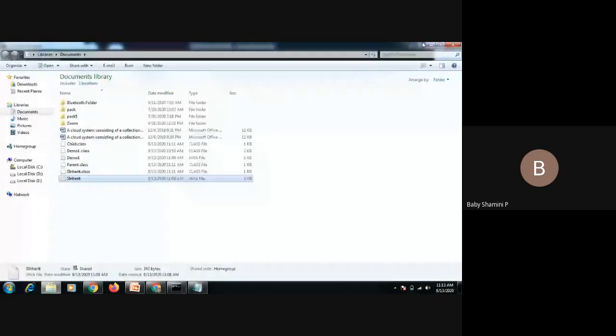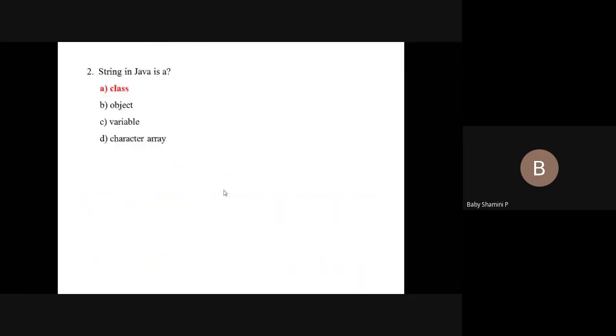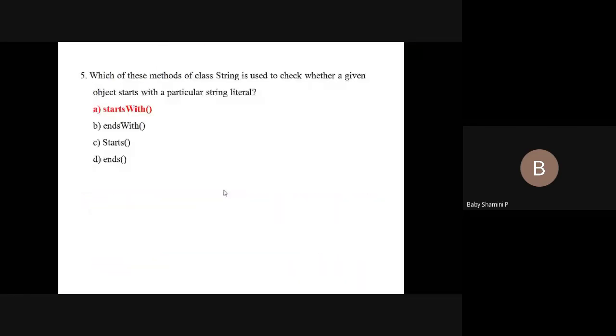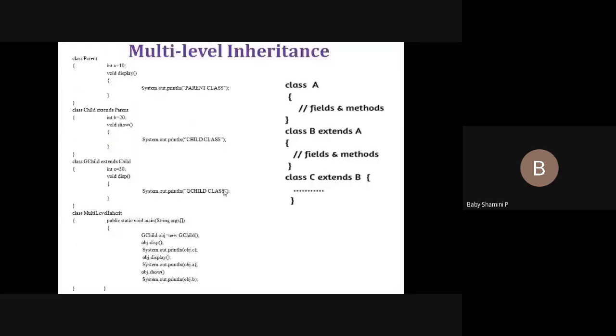Okay, next class we will discuss multi-level inheritance and hierarchical inheritance. Multi-level inheritance is also the same concept. In multi-level we have grandparent, parent and child. See the program. First we have the parent class, which contains its own property, and we have a child. The child contains its own property, and this child extends the property from the parent. That is multi-level inheritance.